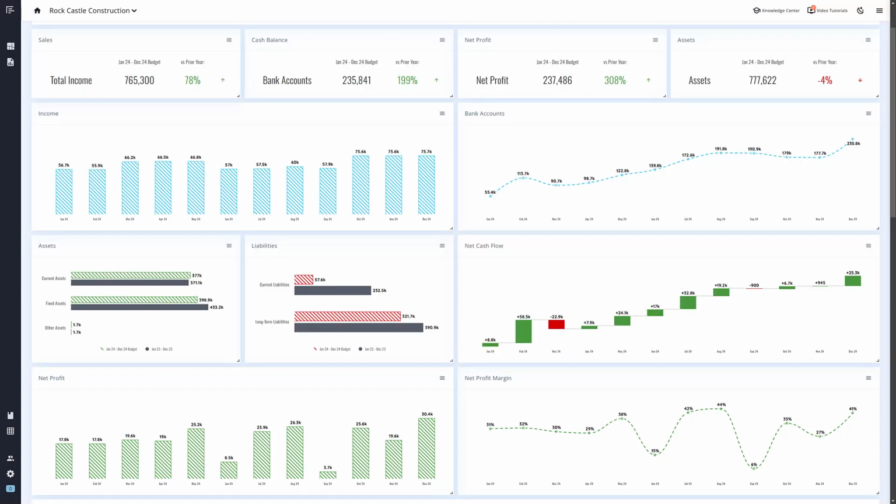That's the basics of three-way financial planning. Ready to dive deeper? Let's move on to creating your budgets and forecasts.